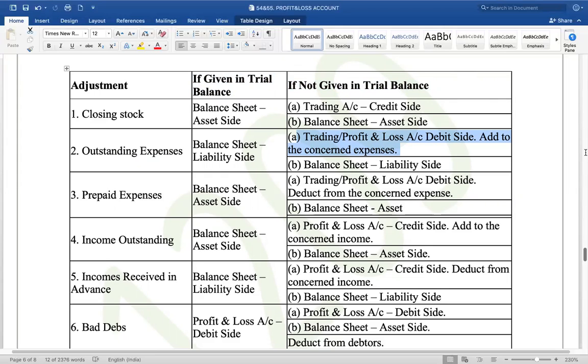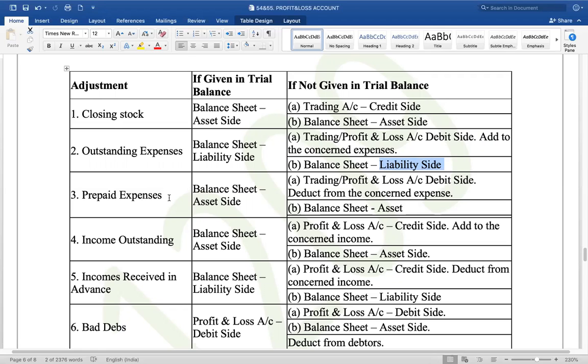That is what the meaning of this, add to the concerned expense. The total of 5,500 is taken in the amount column. Not only that, you also have to take in the liability of the balance sheet under the list of liabilities as outstanding salary 500. In the profit and loss account, you will add to the concerned expense. If it is 500, you will add that 500, and the same 500 you will bring to the balance sheet and write under liabilities.